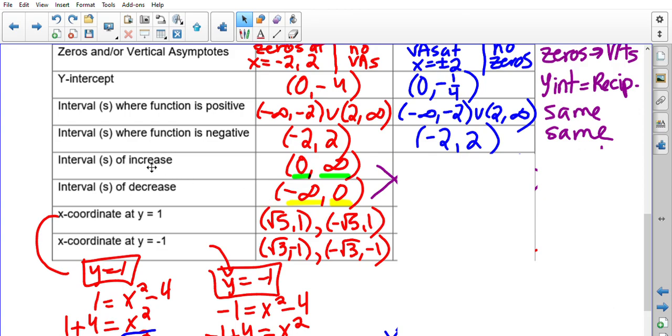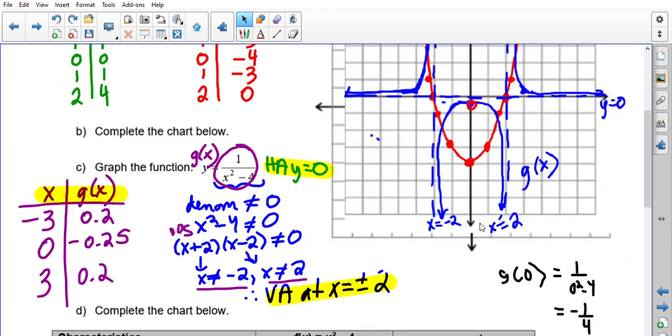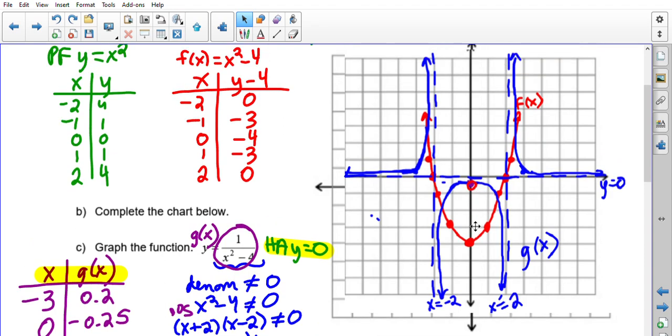Now the intervals of increase. Be very careful here. Remember, look at the blue. It is increasing for this area. Follow the cursor: from -∞ until -2. It is also increasing to the left of the vertex here. So it's increasing from here all the way up. That is from -2 to 0.